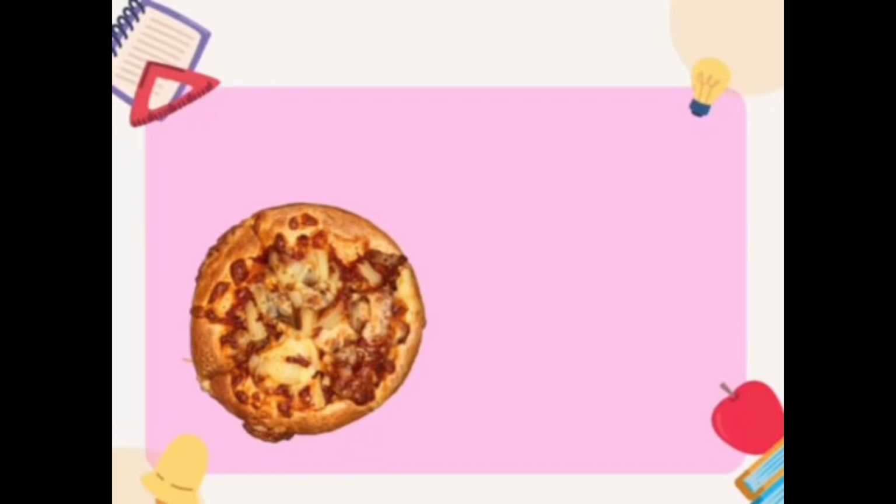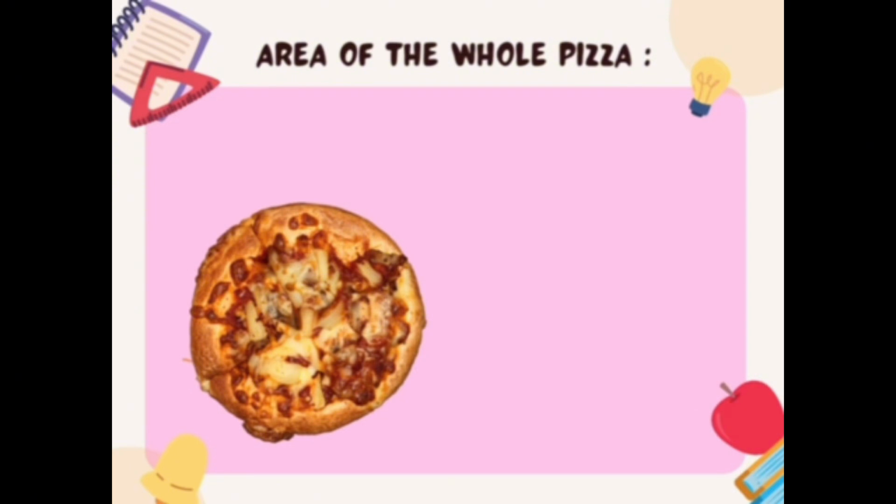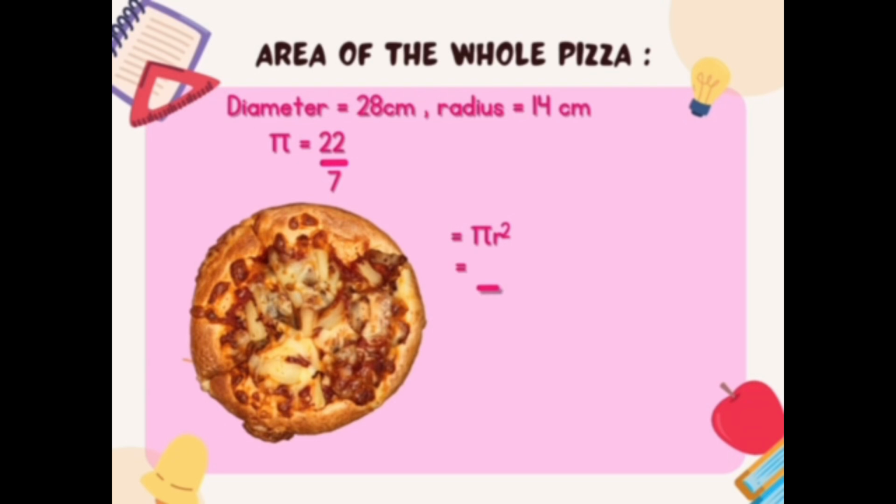So, before we divide this pizza into 4 equal parts, let us calculate the area of the whole pizza. Let us assume the pizza is a circle with a diameter of 28 centimeters, and the radius is the diameter divided by 2. So, the radius is 14 centimeters. To find the area of the whole pizza, I use the formula for the area of a circle, which is pi times radius squared. 22/7 times 14 squared gives 616 square centimeters.